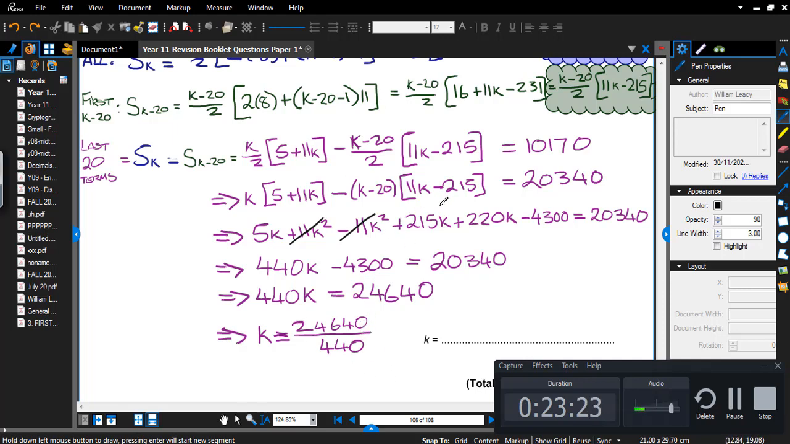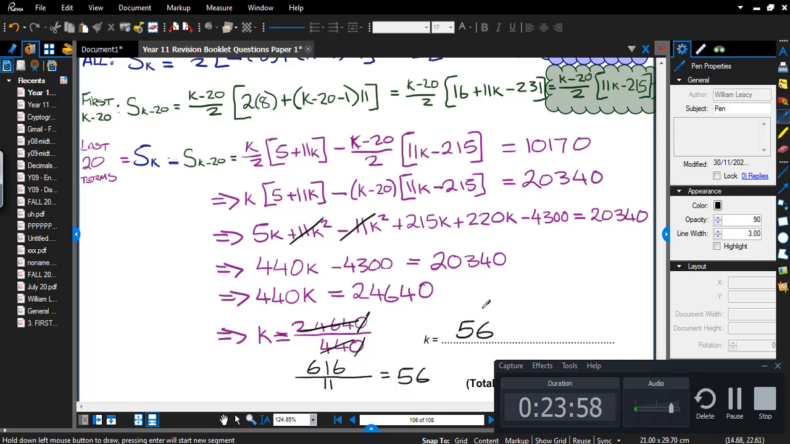But anyway, I'll do it by hand. 0 divides with 0. 4 definitely divides into this. So 44 divided by 4 is 11. 2,464 divided by 4 is 616. And then when you do that out, you're going to get equals 56. So we have 56 terms.